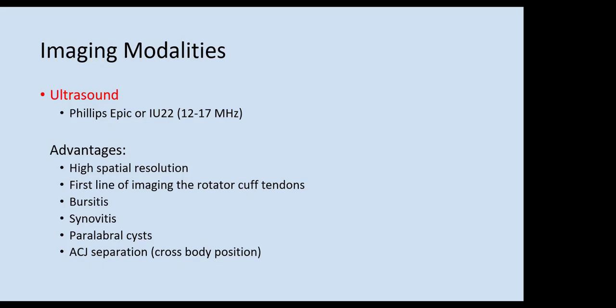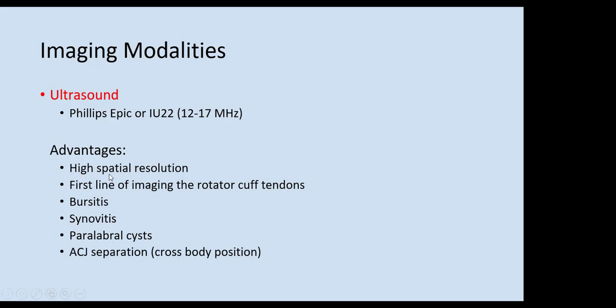The next line of imaging for shoulder pathology, and most of these patients present with shoulder pain or restricted range of motion, the second most useful imaging test from my experience is the ultrasound scan. The Philips IU22 and now the Philips EPIQ are the best ultrasound machines for imaging the shoulder joint, or in general musculoskeletal imaging. The frequency ranges from 12 to 17 megahertz. That is the range of frequency you need for the shoulder joint, for the rotator cuff tendons particularly.